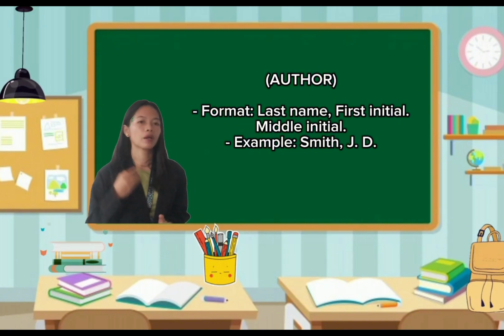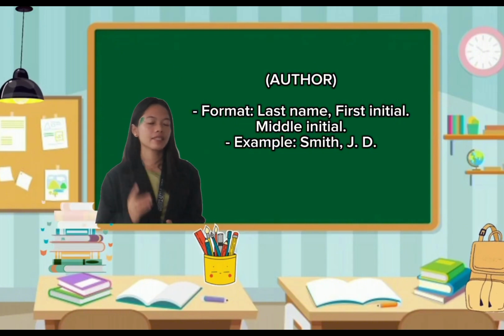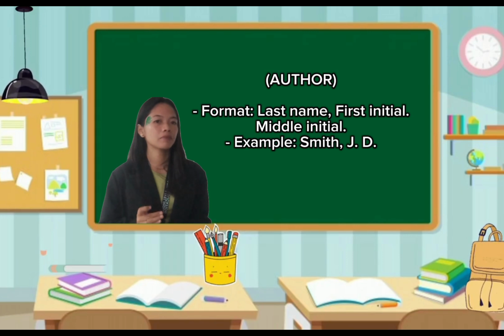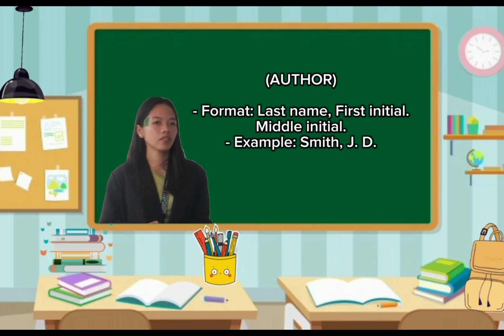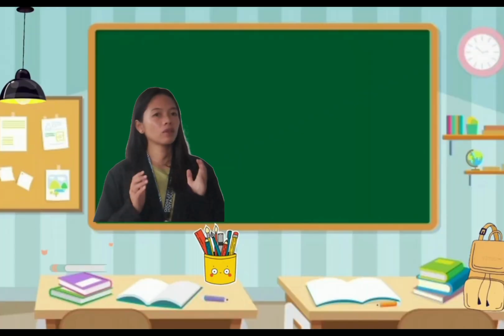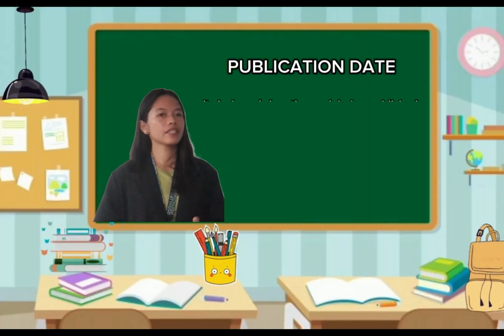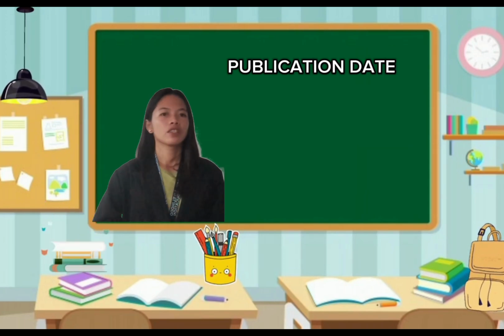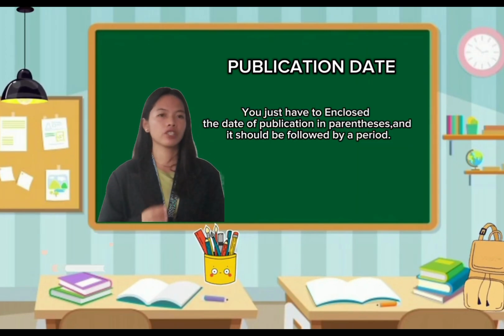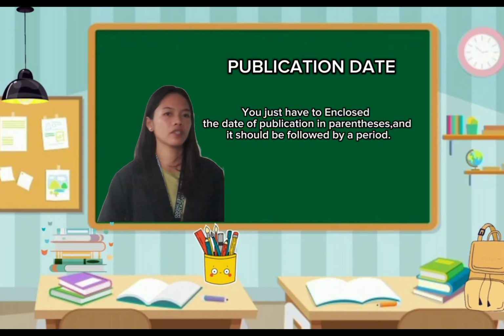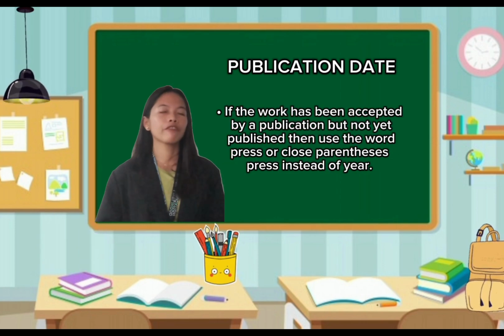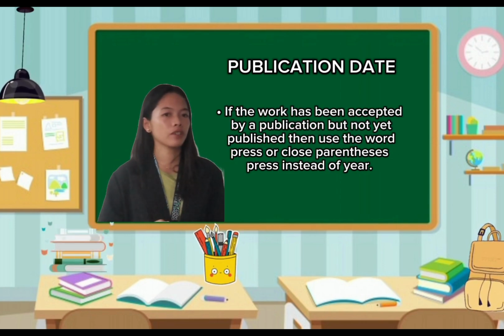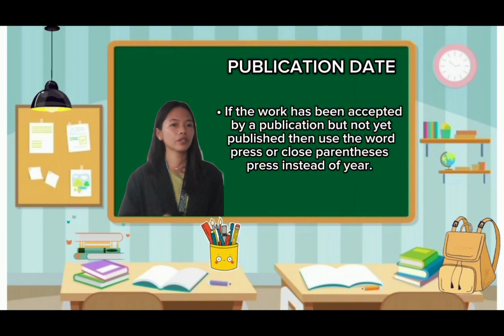So this is the format of proper citation of author. The format is last name, comma, first initial, period, middle initial, period. For example, Smith, comma, first initial G, period, D, period. So let's move on to the year of publication. It is when the work was published. So you just have to enclose the date of publication in parentheses, and it should be followed by a period. If you cannot determine the date of the work, treat the work as having no date. If the work has been accepted by a publication but not yet published, then use the word press in parentheses instead of year.